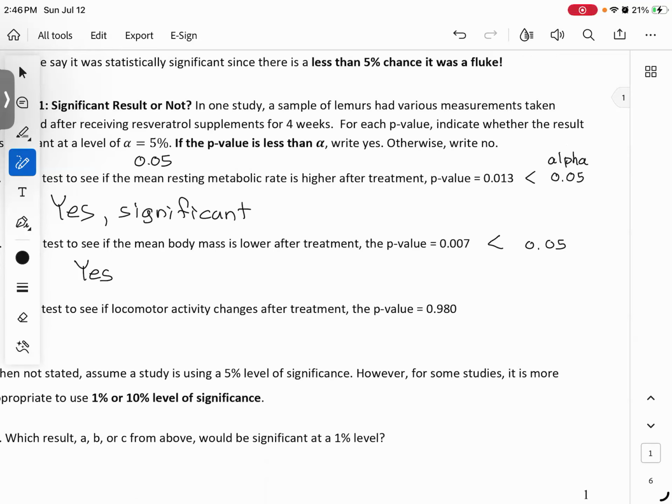Now on the homework, you don't have to put yes, significant. By just putting the word yes, you're saying that the result was significant. That if they were to do the test again, they would see once again the mean body mass being lowered again.